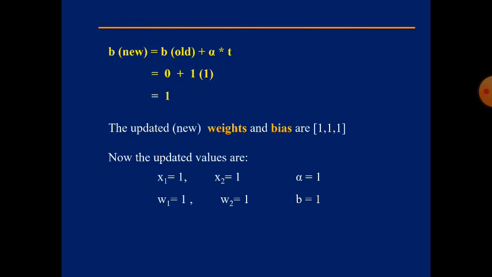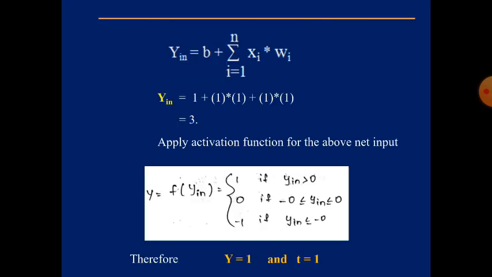Now x1, x2 and alpha are the same. The updated values are W1 is 1, W2 is 1, b is 1. Using these, we now have to calculate the net input. y in equals b plus the sum over i equal to 1 to n of xi wi. So b is 1, x1 into w1, x1 is 1, w1 is 1, x2 is 1, w2 is 1. So we will get 1 plus 1 plus 1.